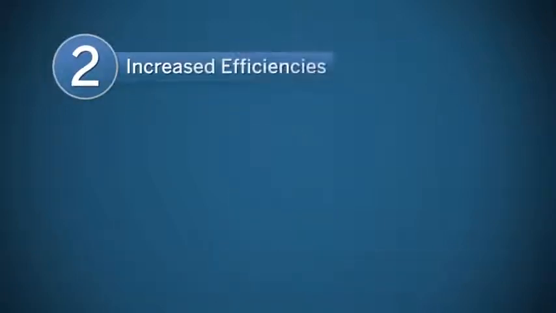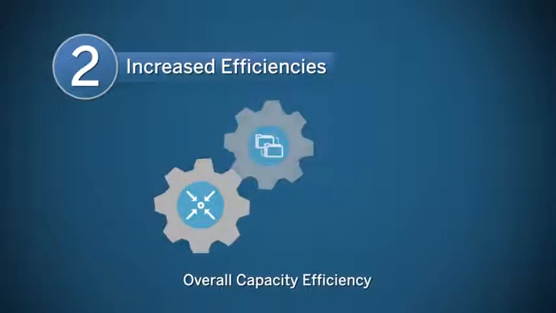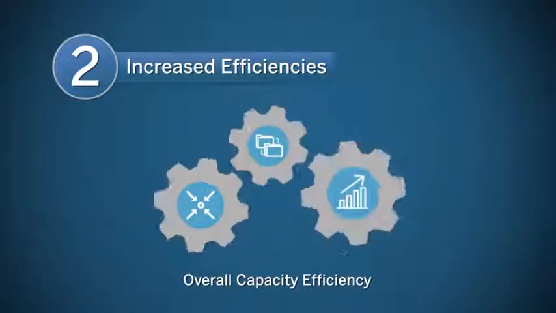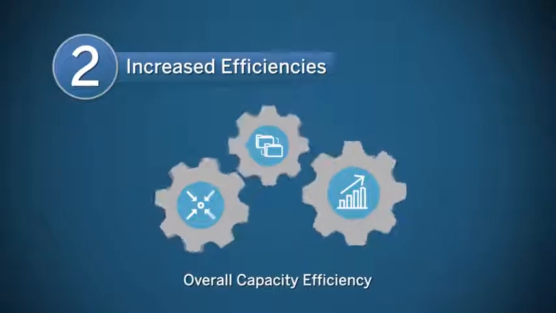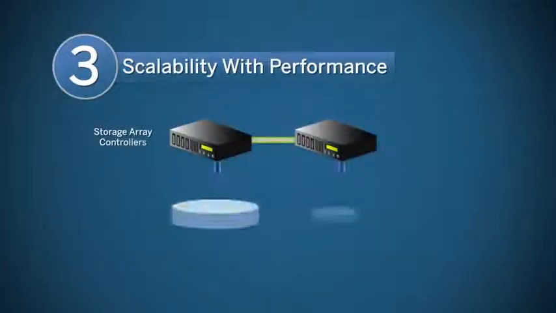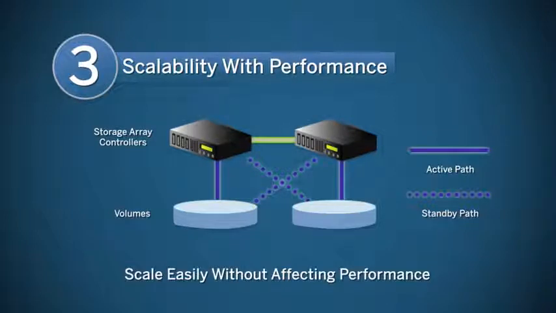Two, increased efficiencies. From overall capacity efficiency represented by not just dedupe and compression, but also integrated copy data management benefits, to system management efficiencies. Three, scalability with performance, thanks to its active scale-out architecture and data services that are processed in-line, as opposed to post-process. XtremIO can scale easily, without negatively affecting performance.